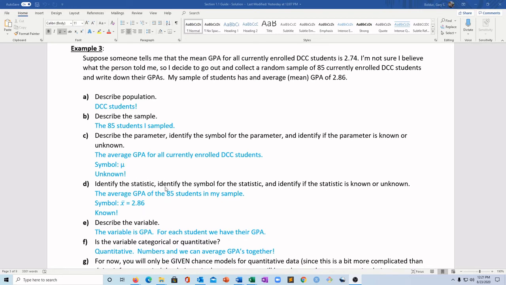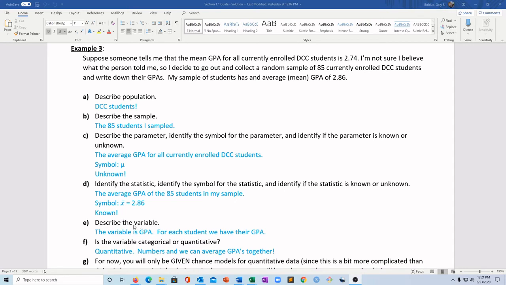Okay, let's identify the statistic. So the statistic, remember, S goes with S, is similar to the parameter. It's just applied only to the sample. The average GPA of the 85 students, which is 2.86, and that symbol is x bar. And we know it because it's a statistic.